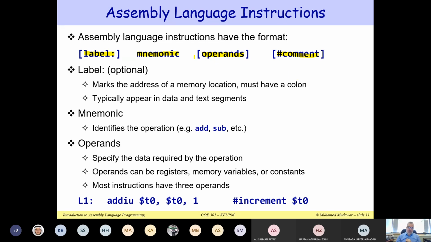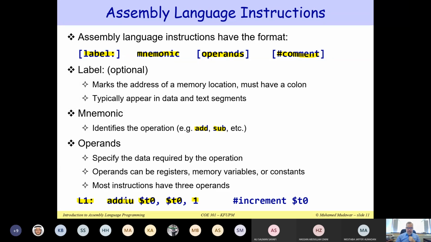So the label here marks the address of the instruction in memory, and it has to use a colon if you write a label. The mnemonic identifies the operation, like for example, add, subtract. This is what we call the mnemonic. The operands can be registers, like for example here, T0, T0, 1. These are the operands. So here's an example. L1 here is the label. Notice that you can give the label any name, but it has to end with a colon.